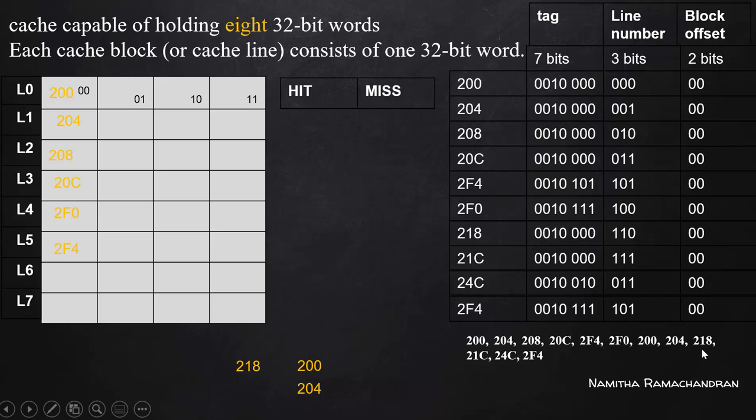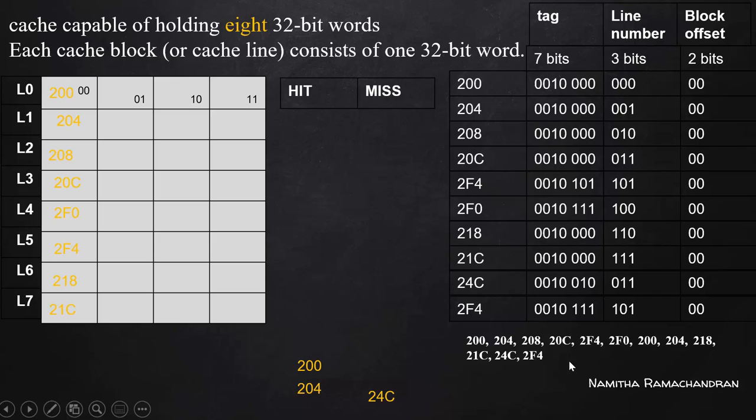Next is 218, which is not directly available now. So we need to transfer from main memory to cache memory first. For this 218, in which line do we need to transfer? Line 110. 110 means line number 6. The byte with address 218 must be present in byte position 0, because the block offset value is 00 here. Next is 21C. 21C we need to transfer into line number 7.